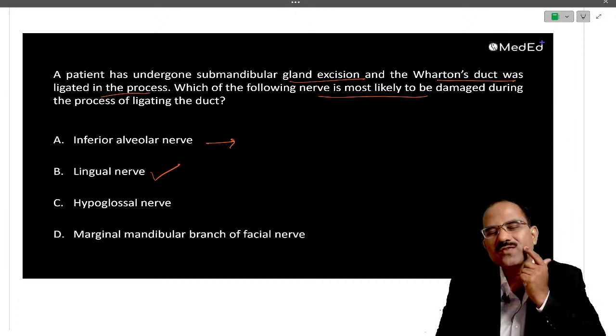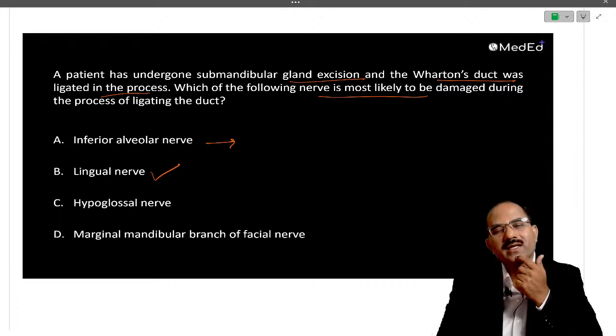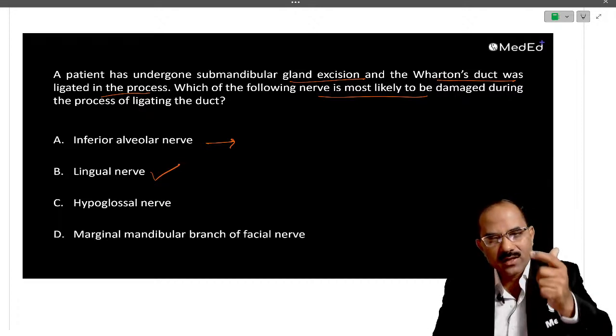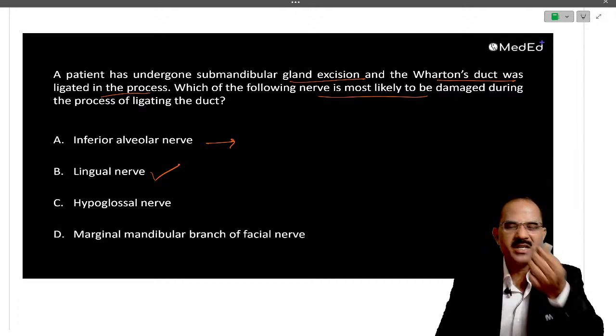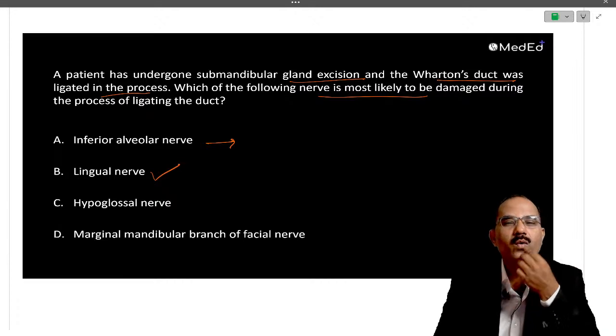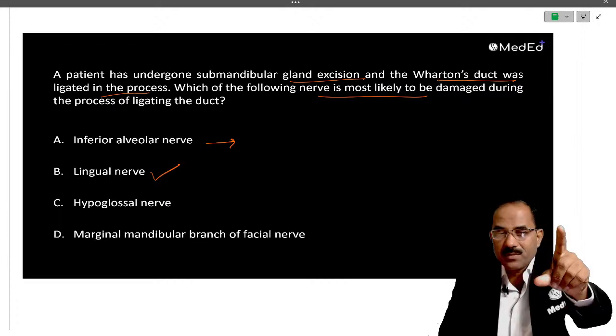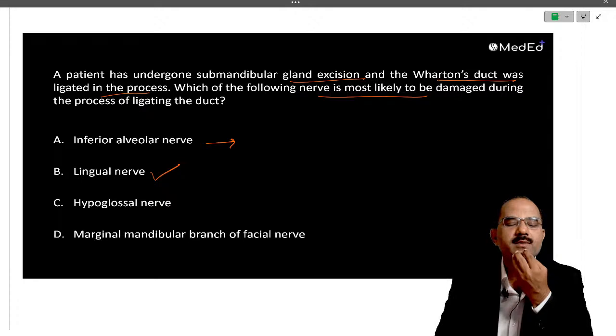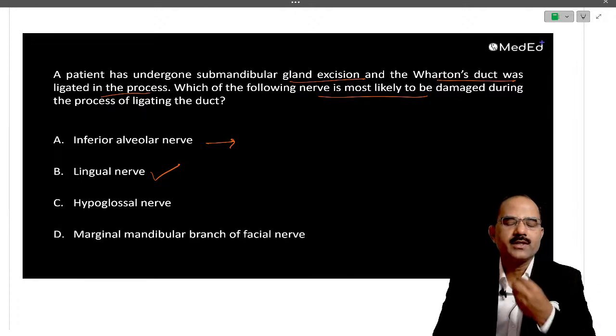It supplies the lower jaw and the lower teeth, and it emerges out as the mental nerve. It supplies the skin over the chin. It doesn't supply the mentalis. Mentalis is supplied by the facial nerve. Right? Okay, fine.